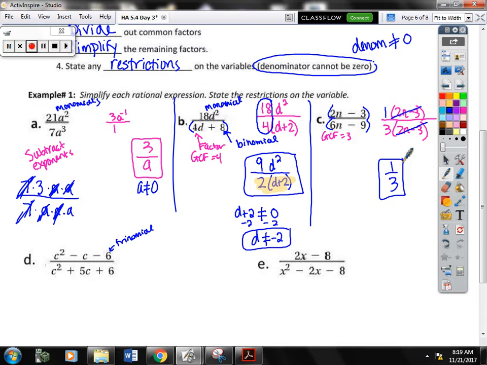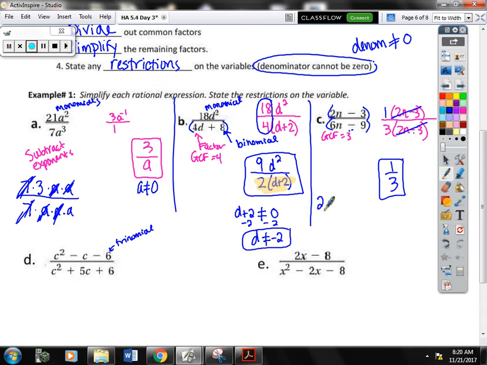Now, you still need to state restrictions from the original one. So even though our final answer doesn't have 1, and if we had gone up here and subtracted 8 divided by 4, we would have got the same 1. But you would want to still state a restriction on the original one, which could be this one or this one. It doesn't matter. You'll get the same answer.